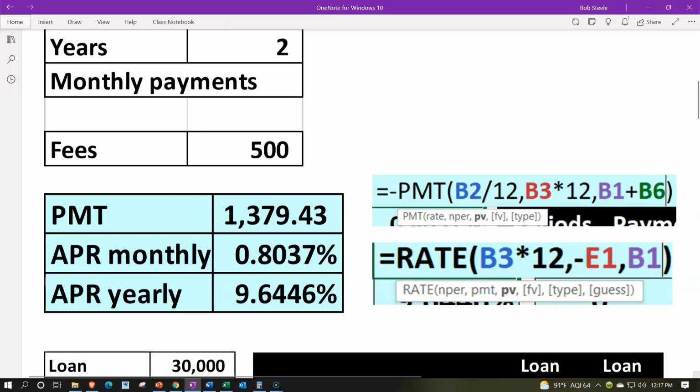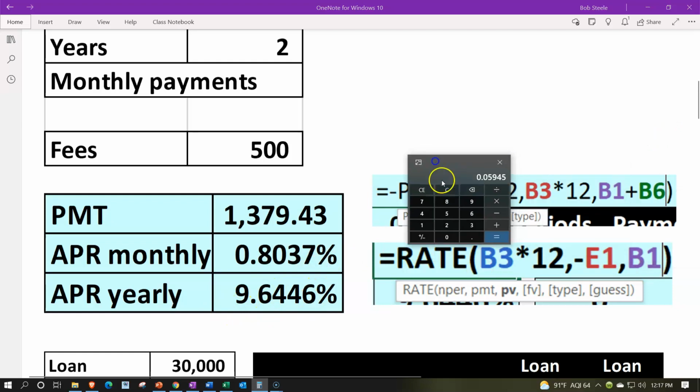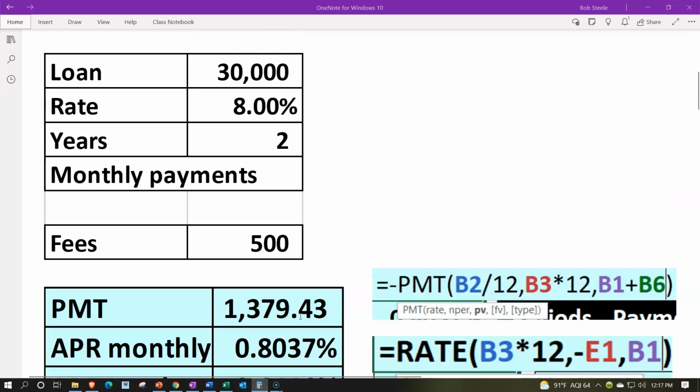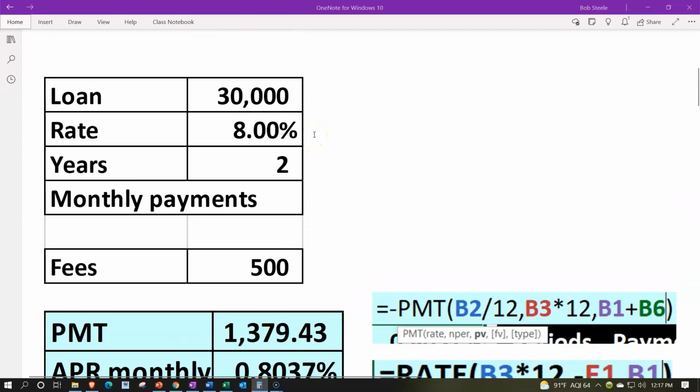So we're just going to take that monthly rate, multiply it times 12. So if we just put up the trusty calculator, monthly rate 0.008037 times 12 is going to give us that 9.644 and so on. So obviously the APR being greater than the 8% rate because we rolled it in.